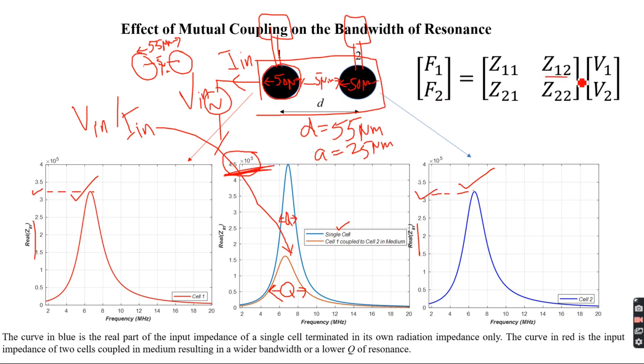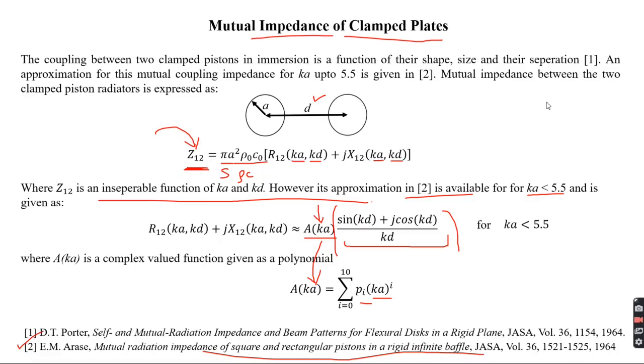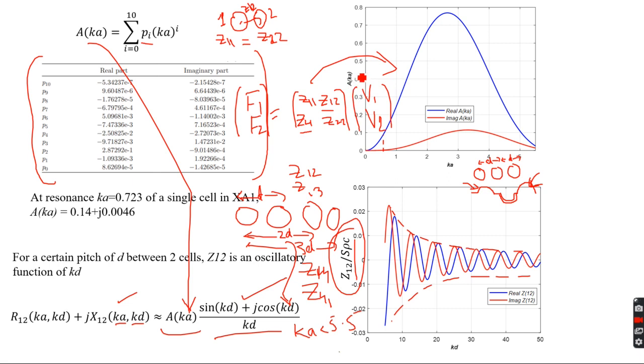That's why we have to include Z12 or Z21. And according to acoustic reciprocity, Z12 is the same as Z21, which makes the matrix symmetric, so you don't have to calculate that again. And how you calculate Z12, I'll say it again: just include the distance over D over here, if the range is small, in this case less than 5.5. You can have this approximation: just multiply AKA with Z12, and you have your Z12 matrix element, which is the same as Z21.